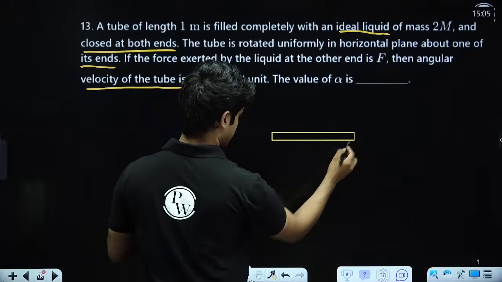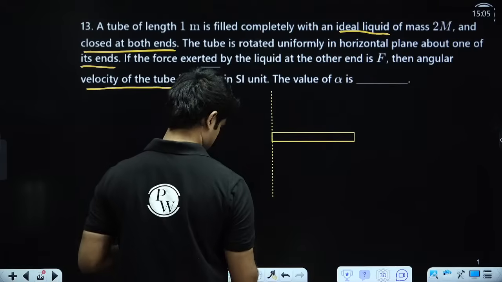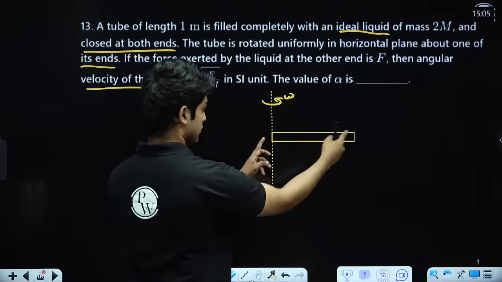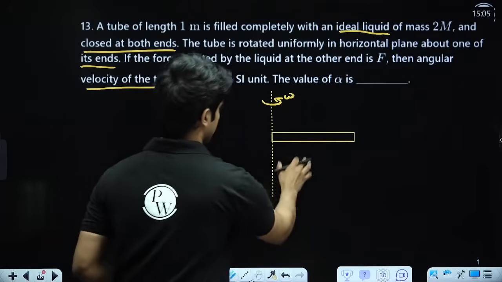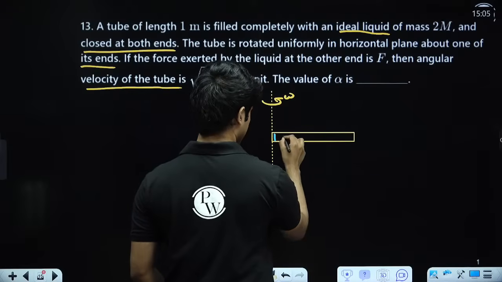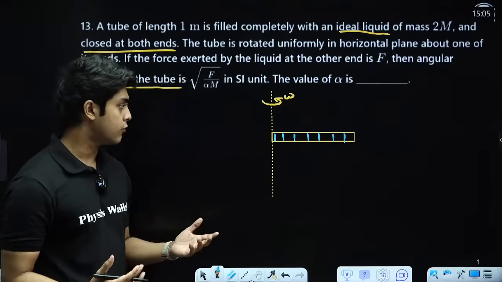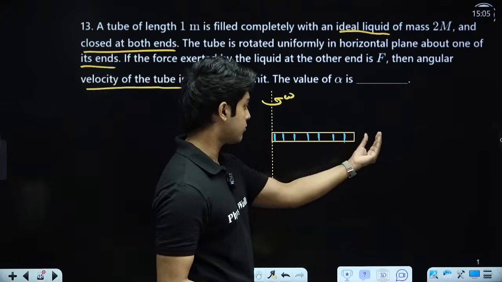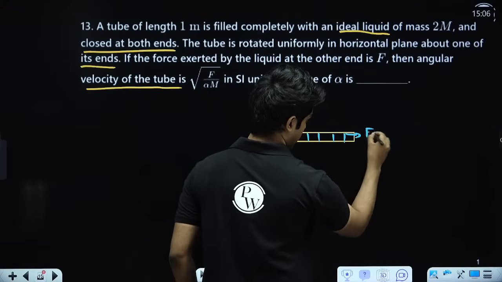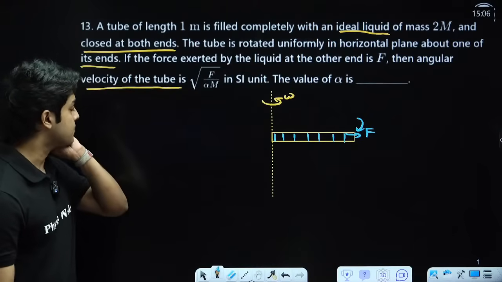Okay. So we have some sort of a tube like this. This is the axis of the tube and this tube is being rotated in the horizontal plane with some angular velocity. Now it has some fluid inside. It is filled with some fluid, and while it is rotating you can think of it like the centrifugal force will push the fluid outwards, and because of that the fluid will exert a force F on the outer wall of the tube. That F is what we are being asked.